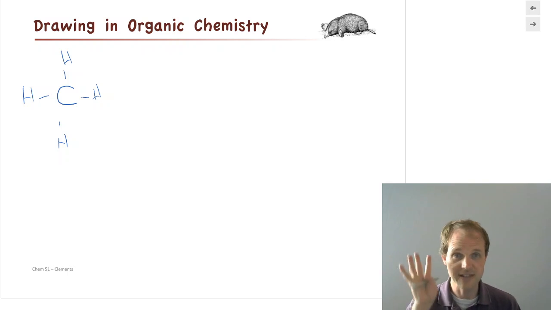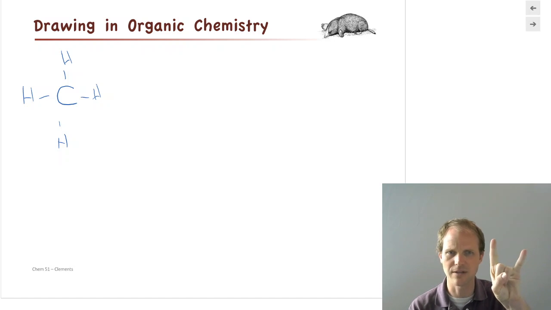Other than that, carbon makes 4 bonds. Everywhere you go, it makes 4 bonds. It doesn't always attach to 4 things. Sometimes it attaches to 3 things, one with a double bond.